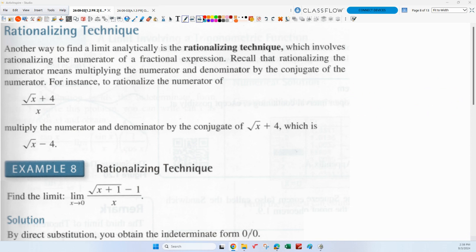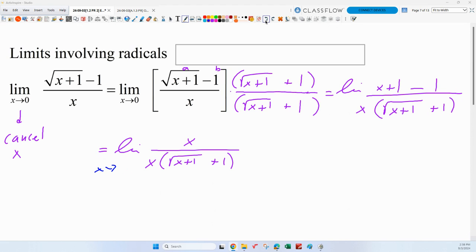So we cancel the x's, and we take our limit. I just get 1 on the top, square root of x plus 1 plus 1 on the bottom as x goes to 0. Now I can take my limit and it's no longer indeterminate. What do I get? 1/2. Done. Okay?